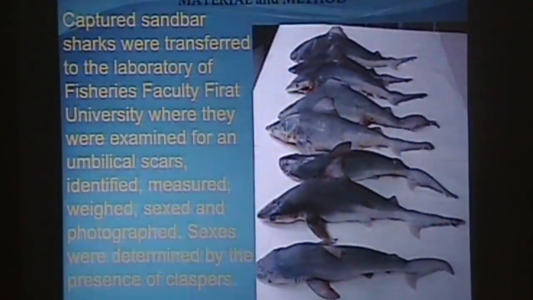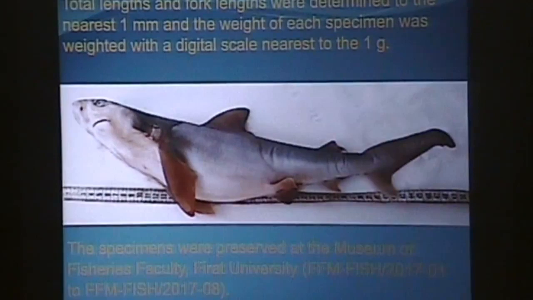Captured sandbar sharks were transferred to the laboratory of the Fisheries Faculty of Fırat University, where they were examined for umbilical scars, identified, measured, weighed, sexed, and photographed. Sexes were determined by the presence of claspers. The total lengths and fork lengths were determined to the nearest 1 millimeter. Each specimen was weighed with a digital scale to the nearest 1 gram. The specimens are preserved at the Museum of the Faculty of Fisheries at the university.